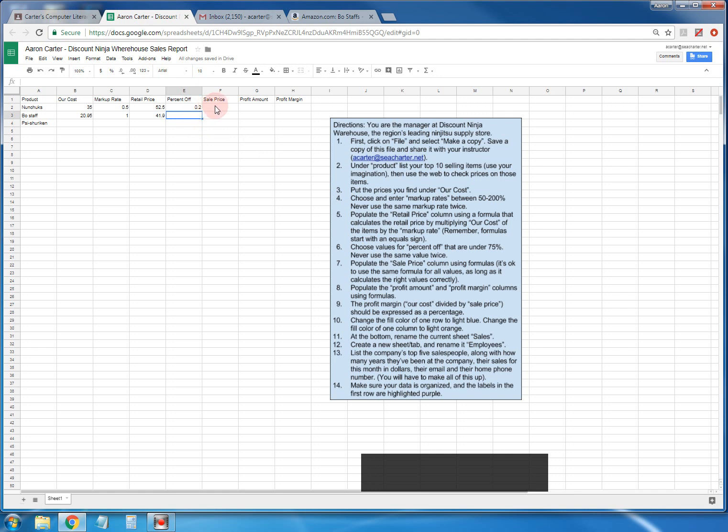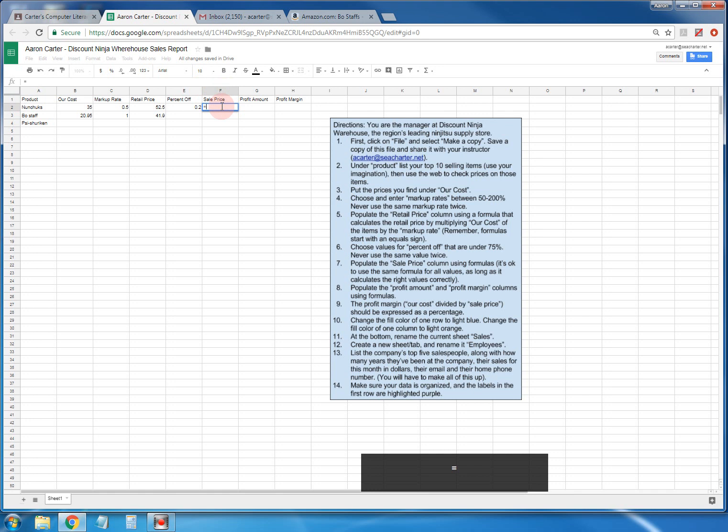The sale price is going to be another formula. If something is 20% off, if these nunchucks are 20% off, how much is that going to cost? Well, remember, we're going to have lots of items here. And rather than calculate each one, let's use a formula. Let's make the computer do the work for us.